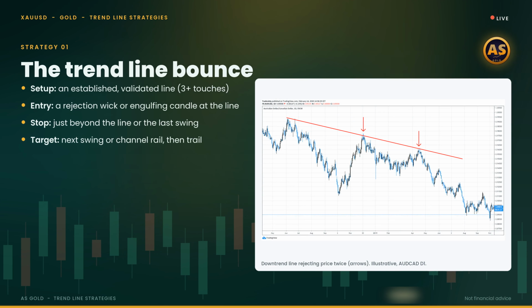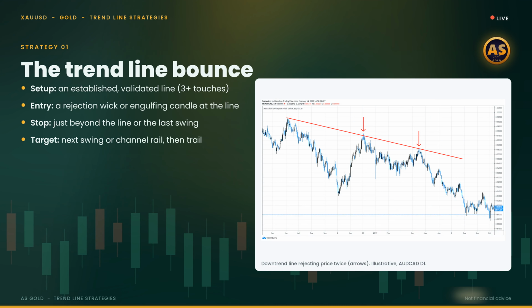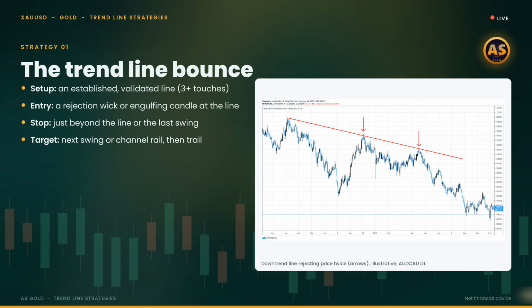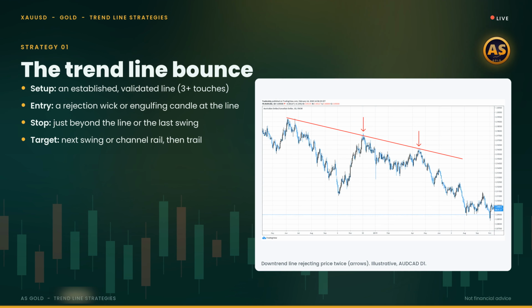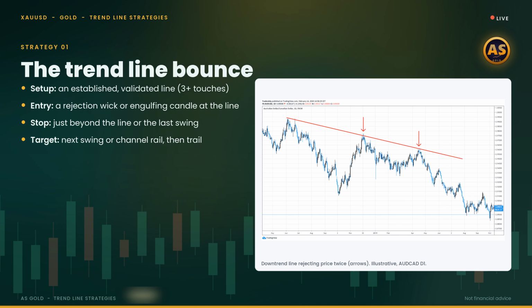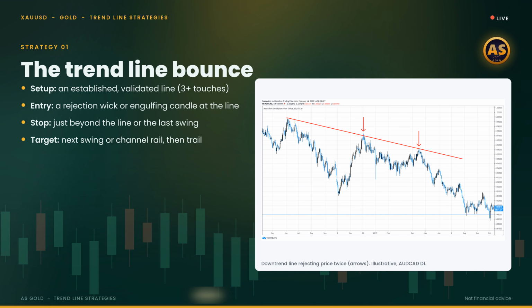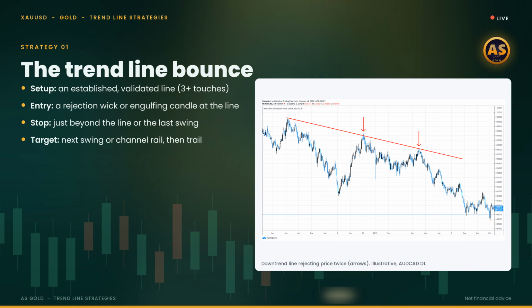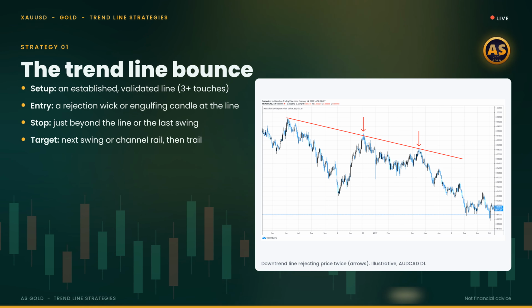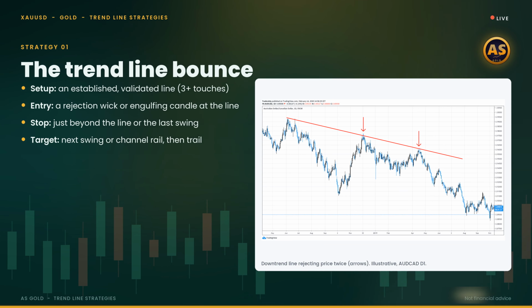Strategy 1, the trend line bounce. This is your trend following bread and butter. Every time price returns to a validated line and rejects it, you trade with the trend. Buy the bounce off support, sell the rejection off resistance. Wait for a confirmation candle, and place your stop just beyond the line.